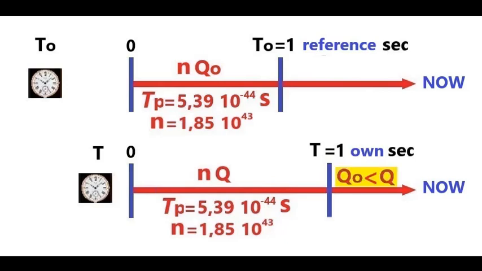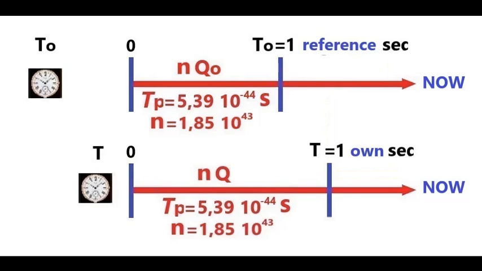When we are in a gravitational field, the own quantum q will be larger than the reference quantum q0 in vacuum space. Therefore, when the clock in the gravitational field marks t equal to 1 second, at the same moment now, the clock in the vacuum will be marking more than 1 second. And t0 is greater than t.